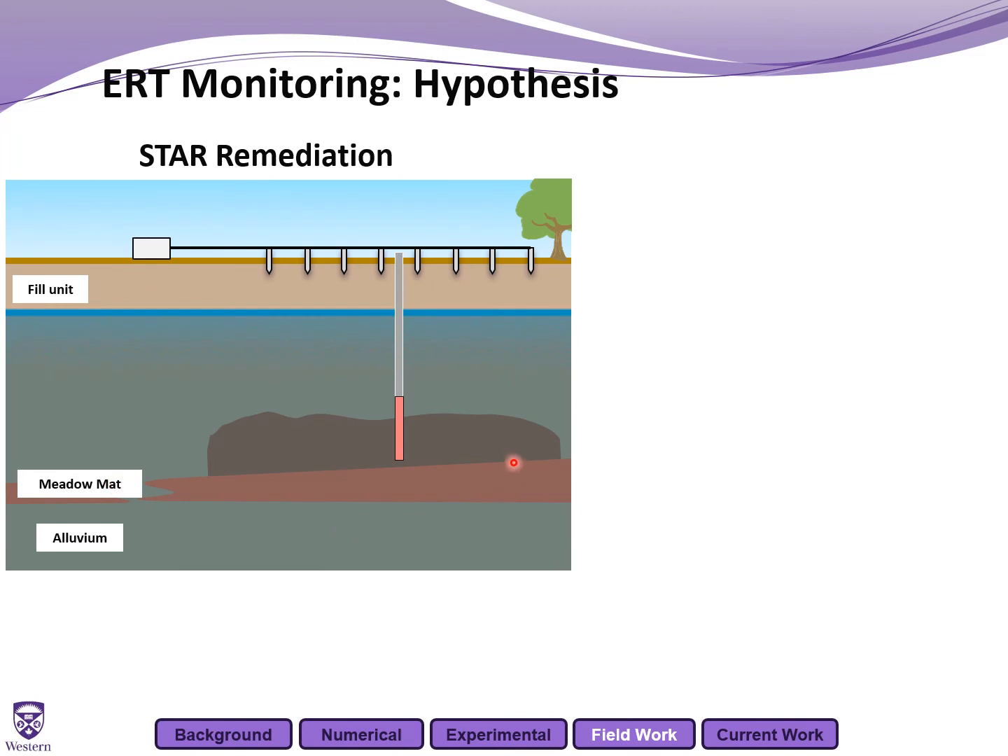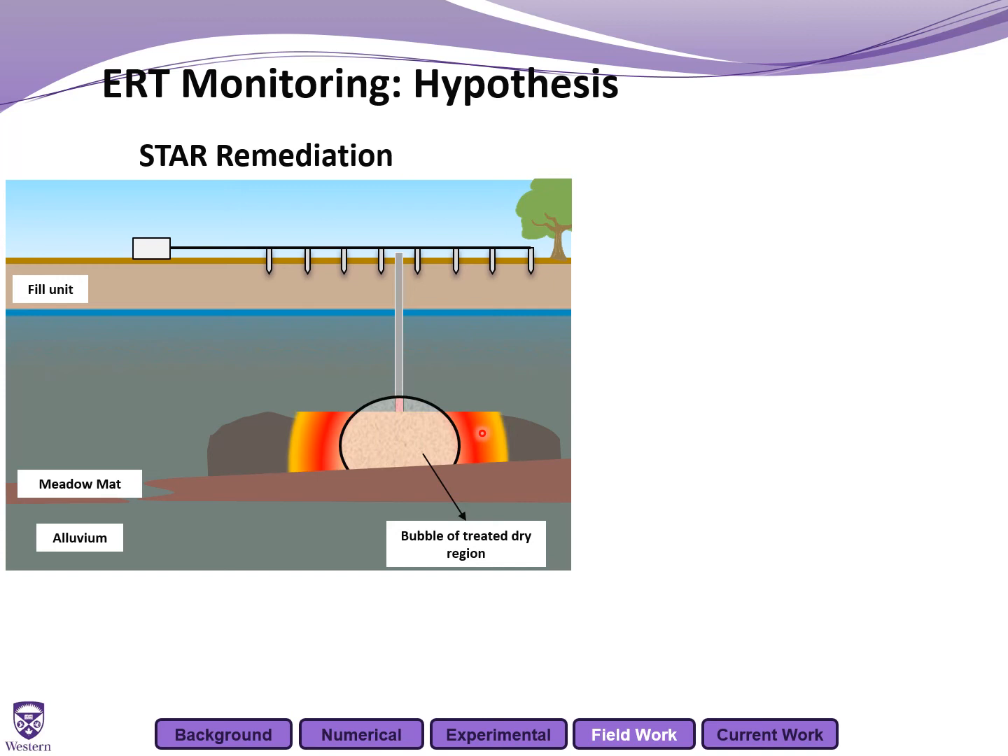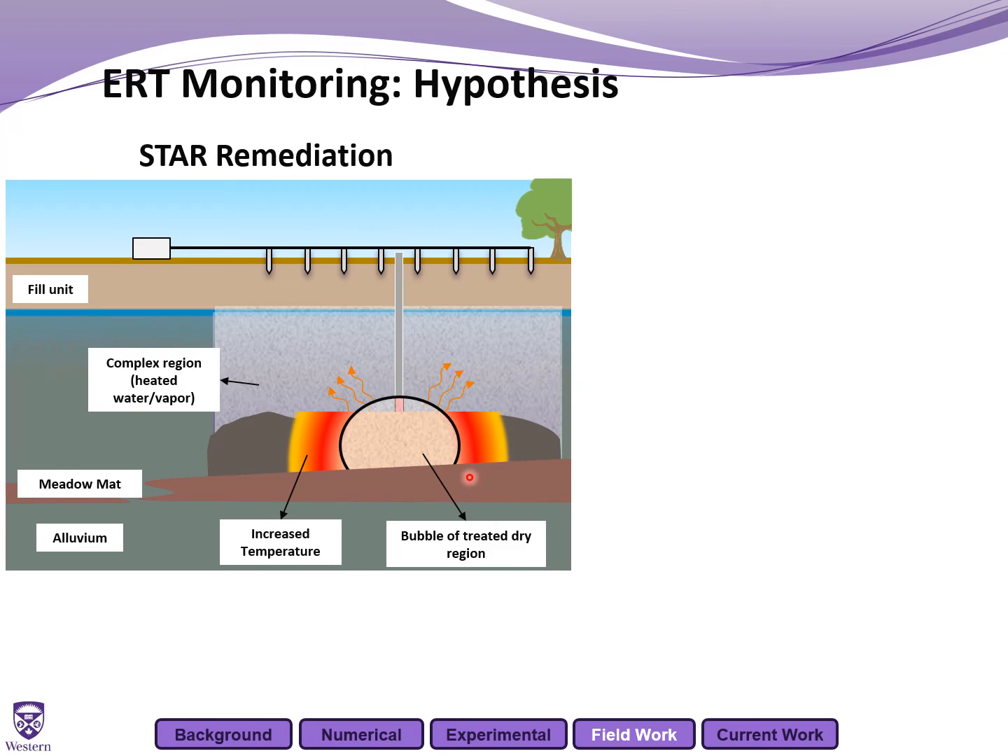So at this site, a thermal remediation technology was used, which in this case is a smoldering remediation technology called STAR. It works by heating up the contaminated zone up to as high as 1000 degrees Celsius, which smolders and burns off the DNAPL source zone. So you can see here that over time this treated region gets bigger, and we end up with this complex region of heated water and vapors, increased water temperatures, and also this dry zone behind the smoldering front.